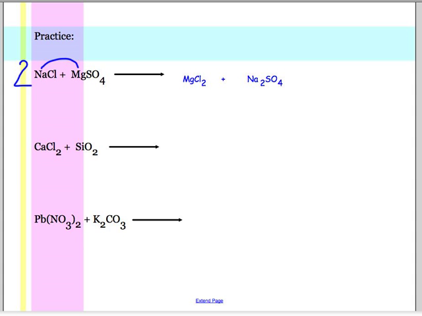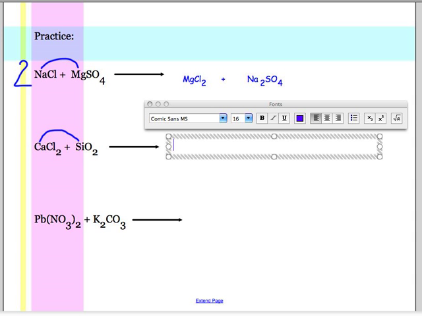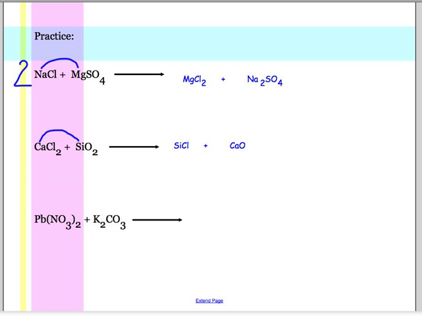For the second one, we have calcium chloride and silicon dioxide. Again, I'm just making little notes so I remember who's going where. I'm going to bring silicon up front. He's going to hang out with chlorine. And that means calcium is coming out back with oxygen. Now, one thing you have to be careful of is silicon can have a lot of charges. He has Roman numerals, so you have to figure out which one he is. And this is actually a little tricky.